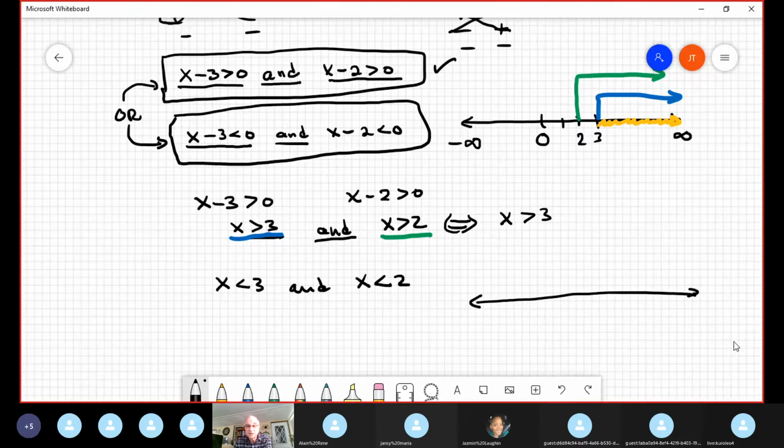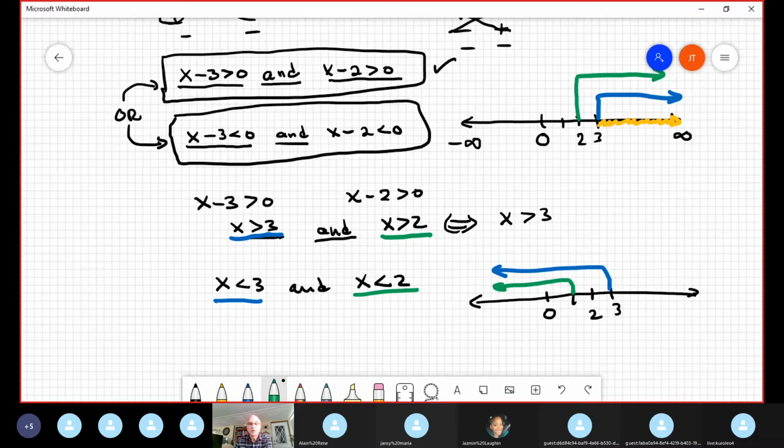Again 0, 1, 2, and 3. That part is less than 3, and that part is less than 2. And the intersection is obviously the common part that both intervals share, which is this.